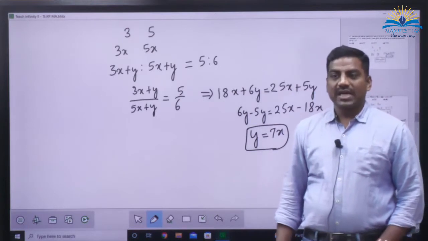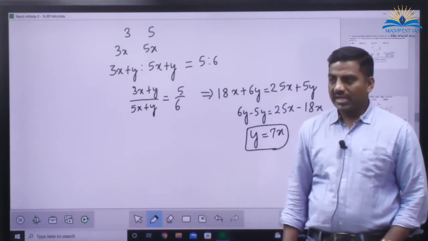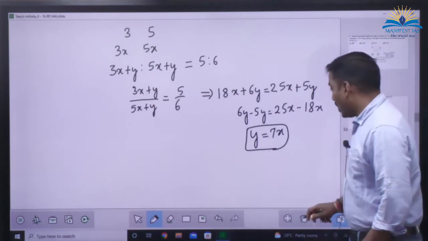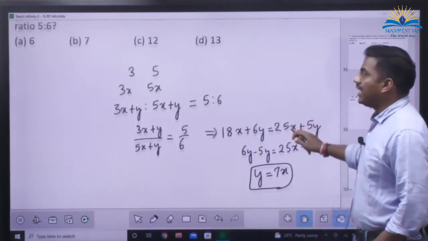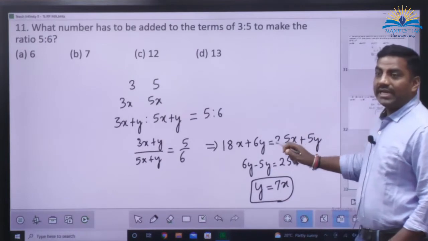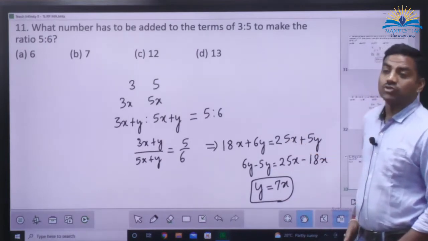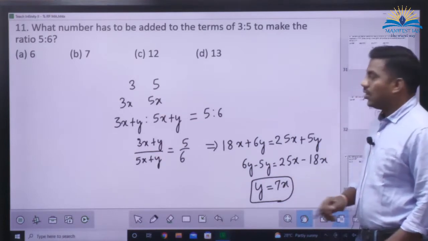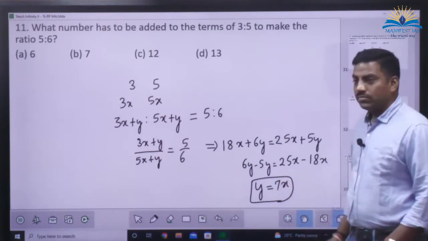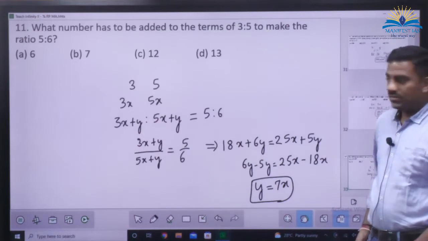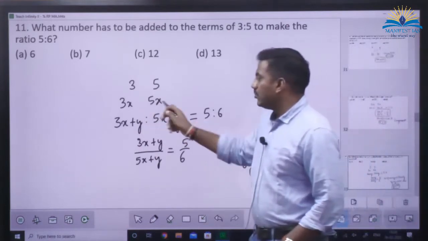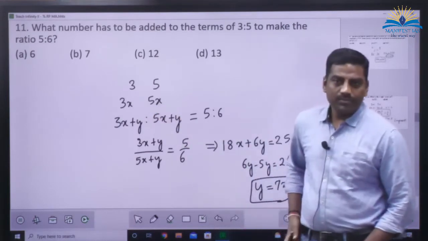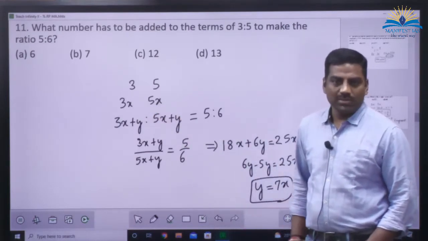When the number of equations is less than the number of variables, we can still try here. What they are asking is, what number should be added? We are trying to get a natural number. What is y equal to? 7x. And when we have assumed x here, this x will be a natural number only.